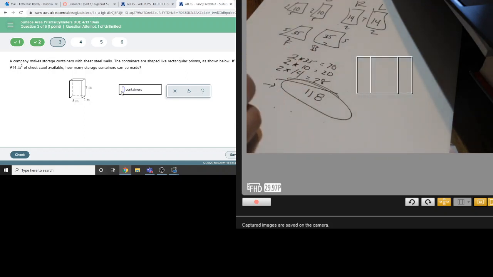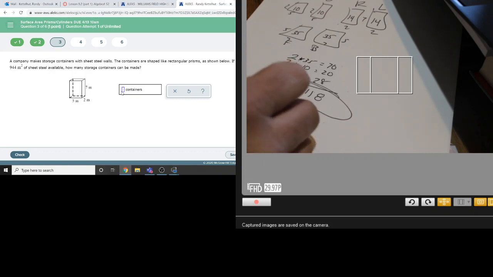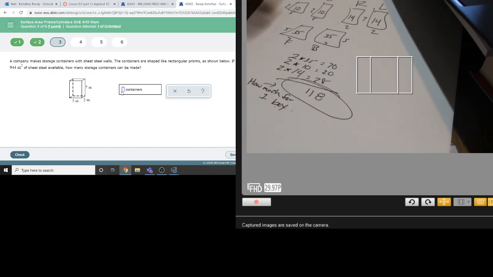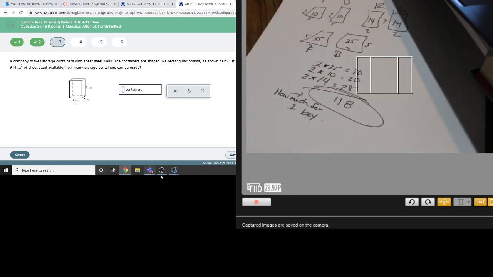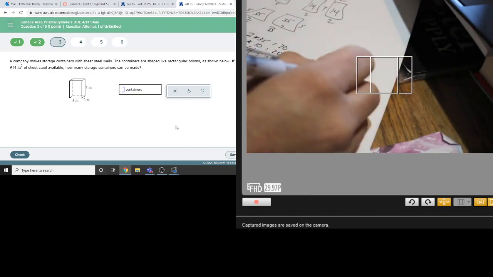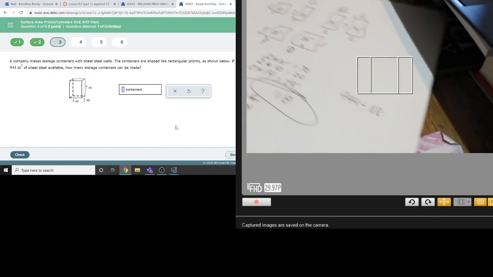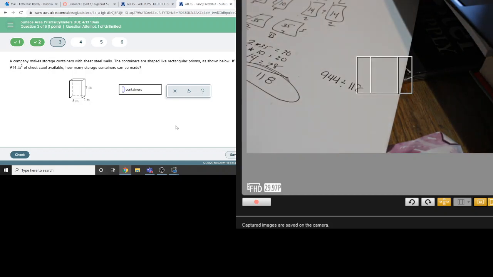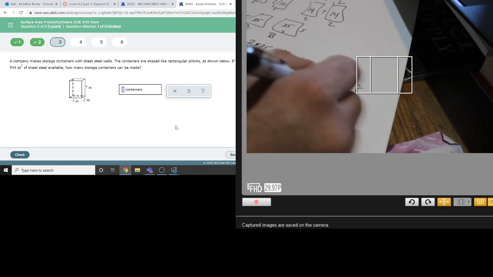Again, this is not our final answer. This is how much it takes for one box. So if that's how much it takes for one box, then we have to figure out how many we can make with 944 square meters. So if we have 944, we're asking ourselves how many 118s can we fit into that. So do the division. 944 divided by 118, it works out perfectly.